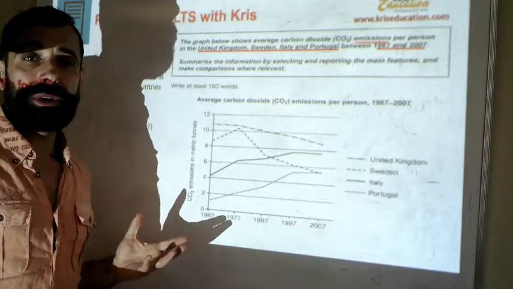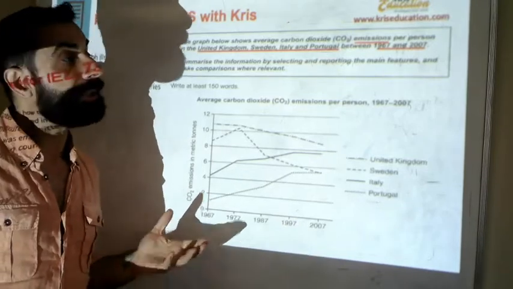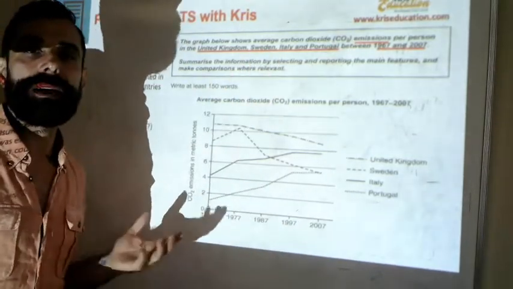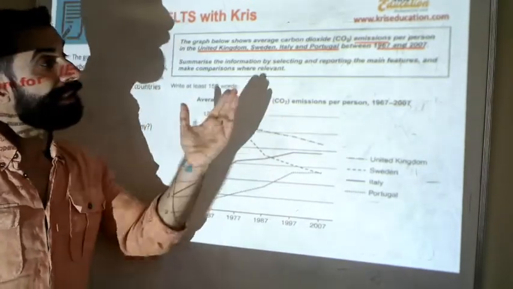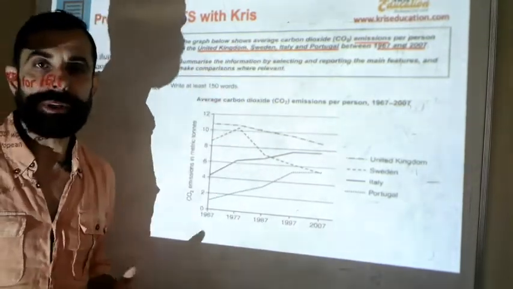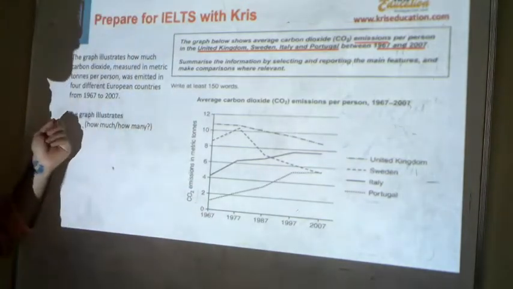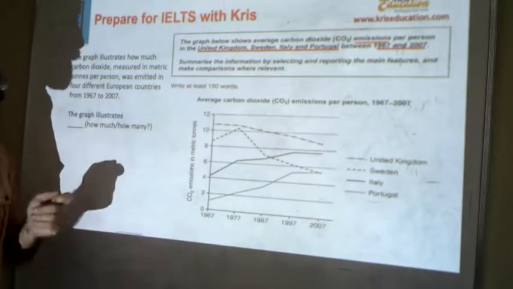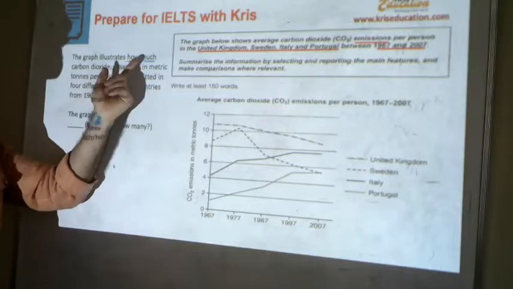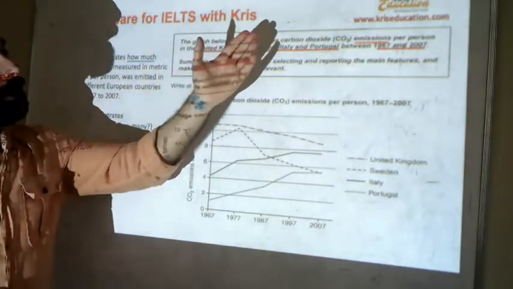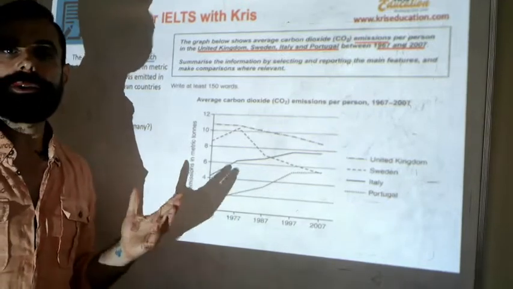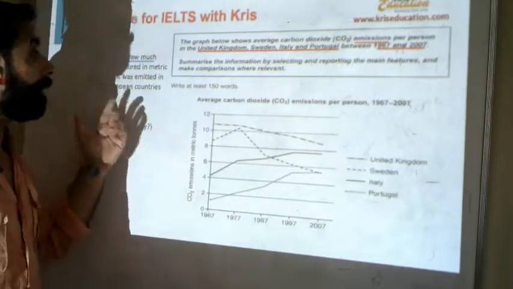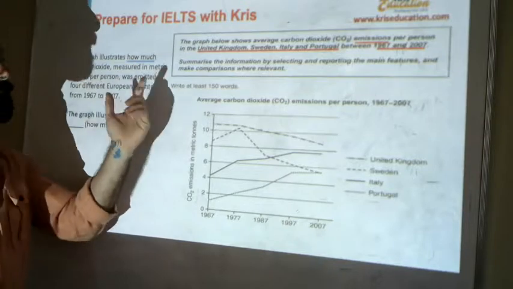Is gas countable or uncountable? Obviously gas, we can't count gas. We can't say like 1 gas, 2 gas. It doesn't work like this. That's why gas is uncountable, which means we need, the graph illustrates how much. If instead of gas we're talking about, I don't know, students, obviously students is countable, and instead of how much, we need to say the graph illustrates how many.